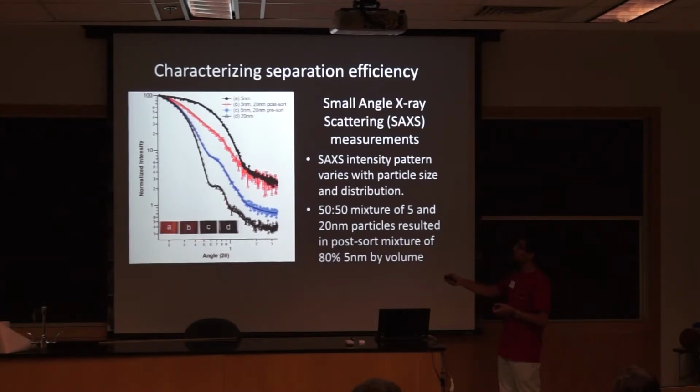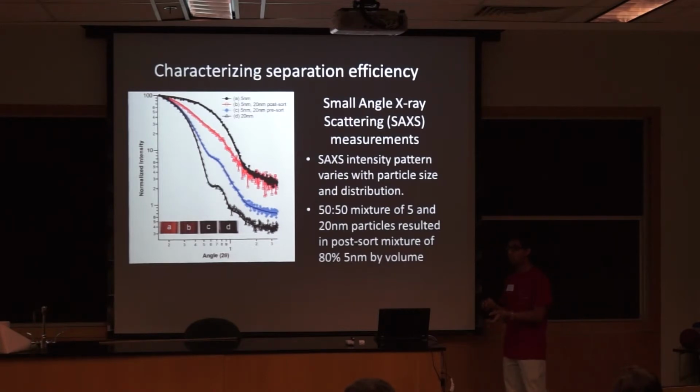Then we mixed these two together and got this blue line, which is a 50-50 mixture of these two different particles. And once we flowed it through the channel, we got this out. This is the filtrate, which is closer to the 5 nanometer. So this is something that we expect or desire.